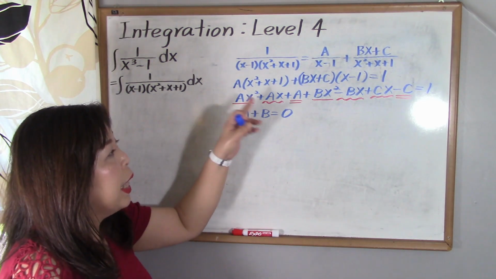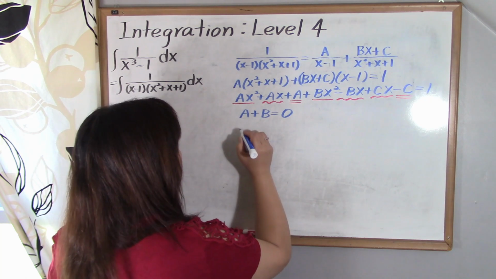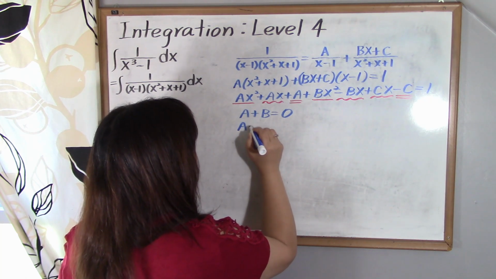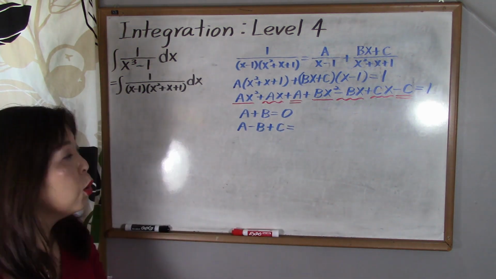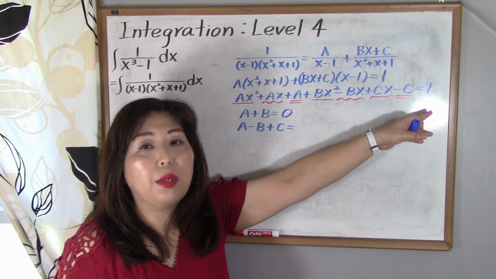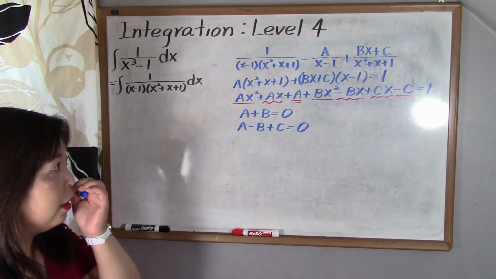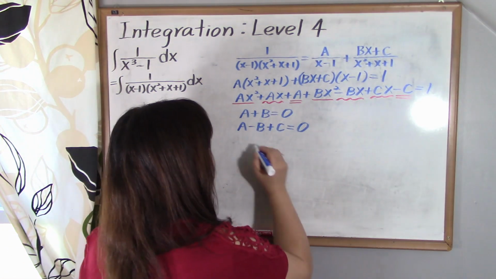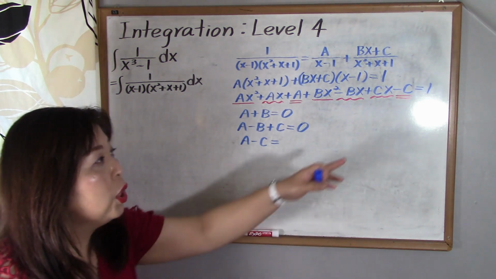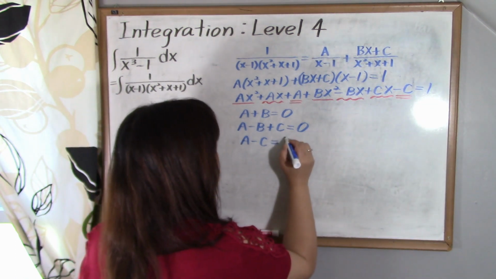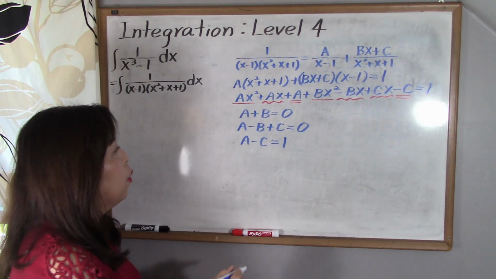And then next one, ax minus bx plus cx. So I'm going to just write the coefficient. A minus b plus c is equal to what? So we don't see x variable on the right side, so it's going to be 0 again, okay? And then next, a minus c. A minus c is some number which is 1, okay? Which is 1.